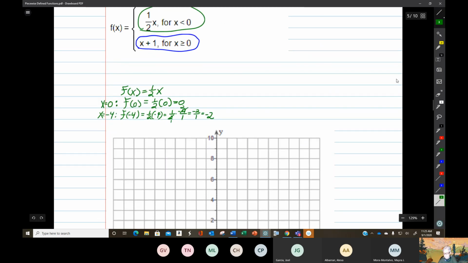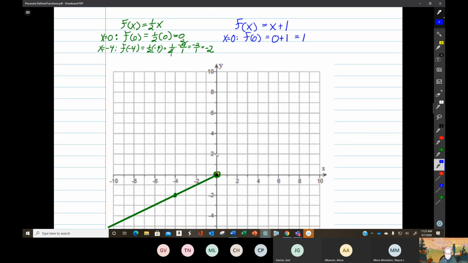Now we're going to look at f of x equals x plus 1. And the first x equals 0 we're going to use is f of 0. Okay, so when x is 0, y is 1. So here's x equals 0, here's y equals 1. We'll have a solid hole there.